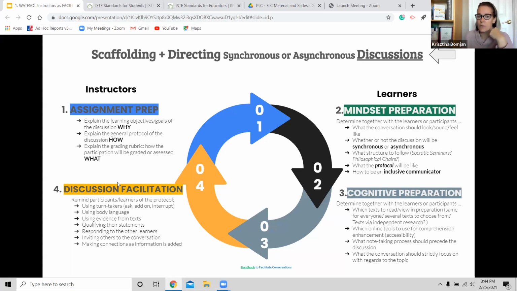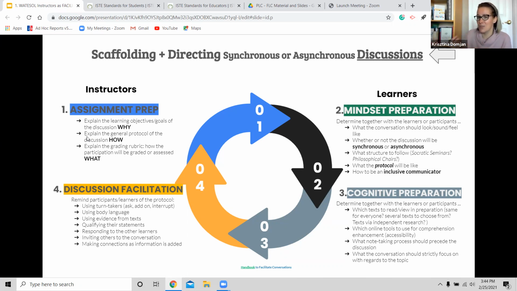I also want them to understand that as a facilitator myself, I actually do my job here, and this is how I ensure that the discussion will go smoothly. They receive the learning objectives for that class discussion. They receive the protocol of how it's going to go down and what will be graded. So they know that this was fully prepared. It wasn't just random. If it's graded, then it has to be prepared.